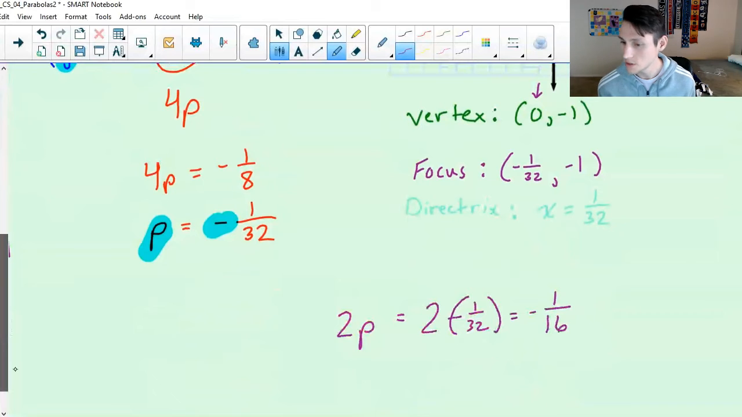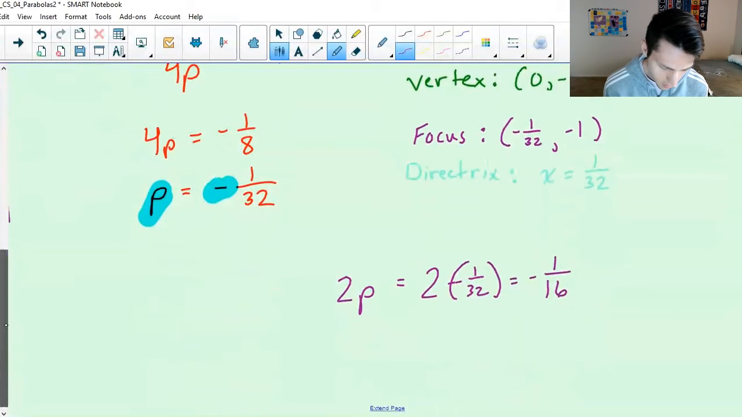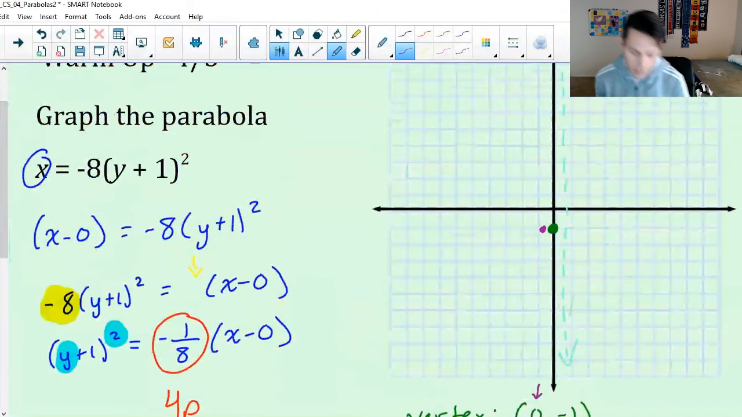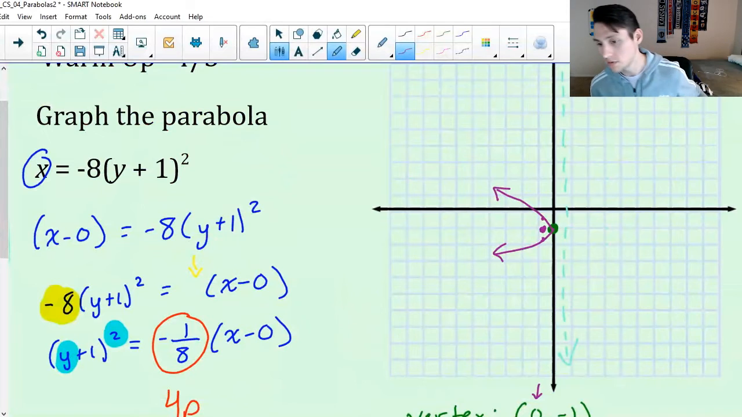Now, we're going to take those 2 points and move up from the focus 2p and then down from the focus 2p. Now, that's only 1/16 in either direction, so it'll be very, very small points. Be like here and here. So a very small parabola. And again, this is very much not drawn to scale.